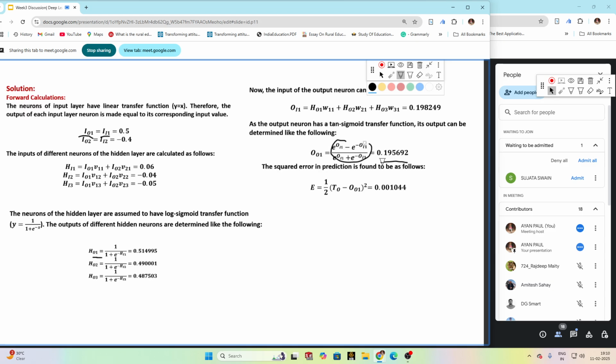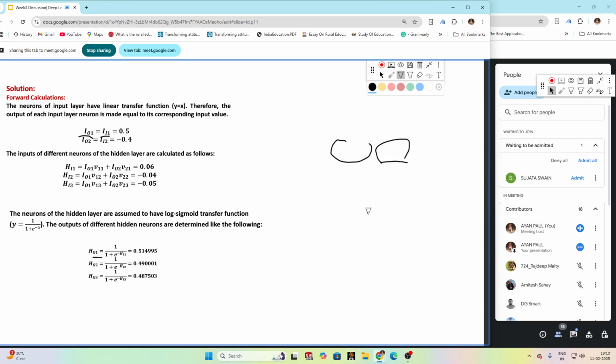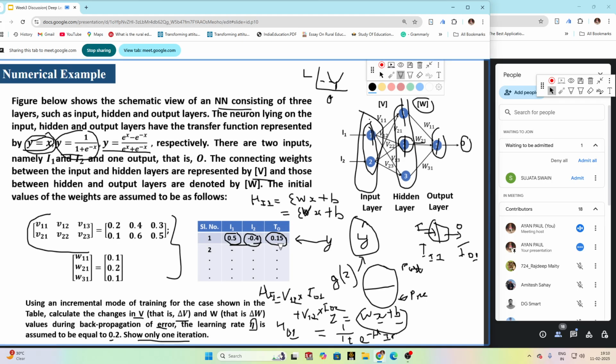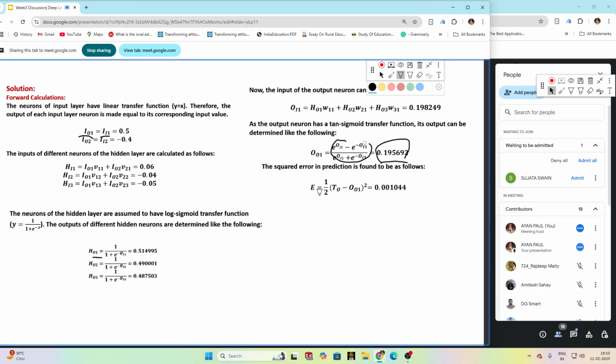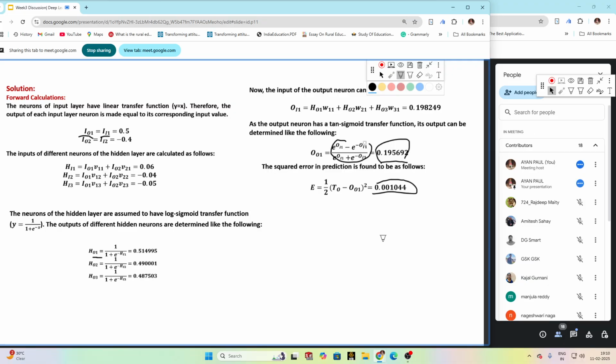Now this is our predicted output, and we have our real output. What is the real output? Real output is given as 0.15. So we can also find out the loss. Loss is nothing but 1 by 2 into (TO minus OO1) whole square. So we can just find out the loss. So is the calculation clear to all of you? How we find the input part and output part for each neuron? Is it clear to all of you?